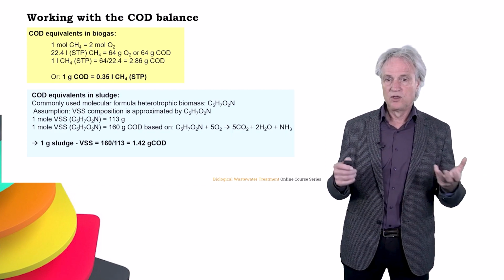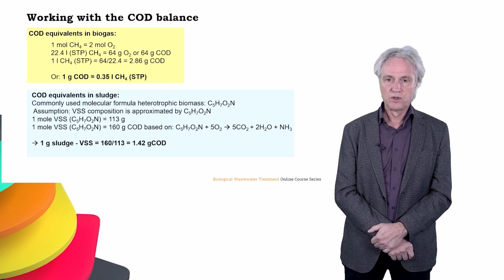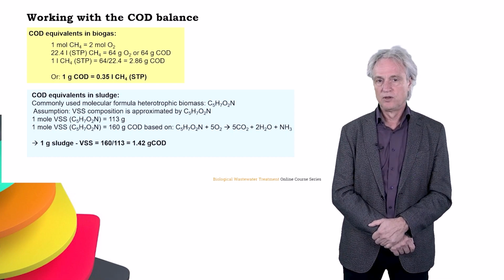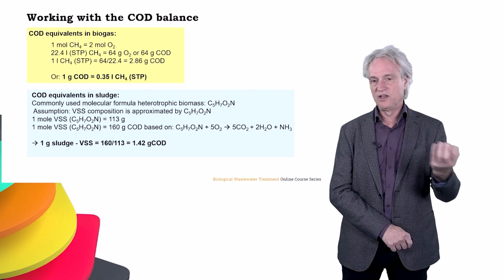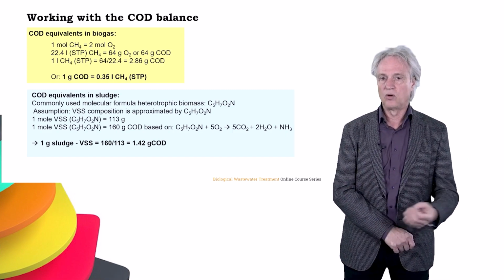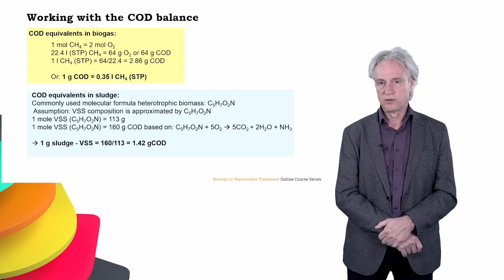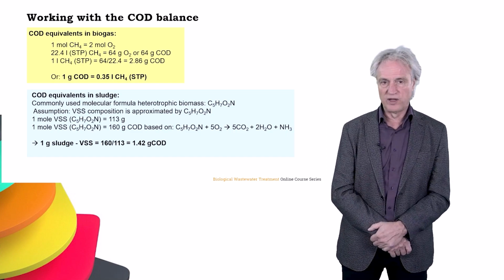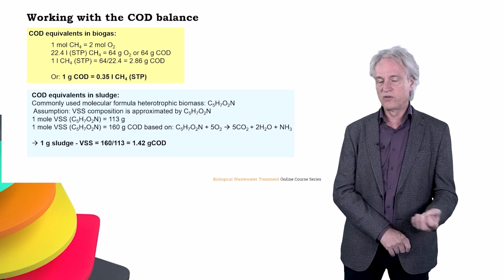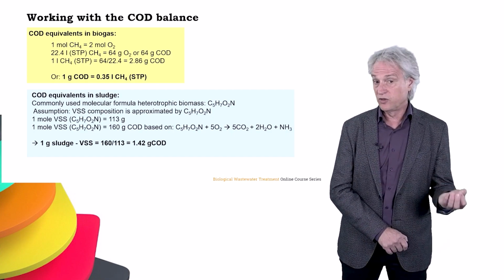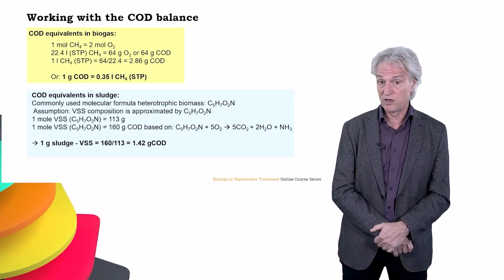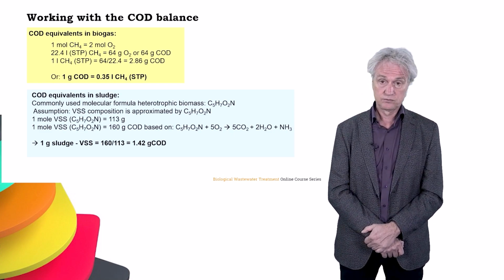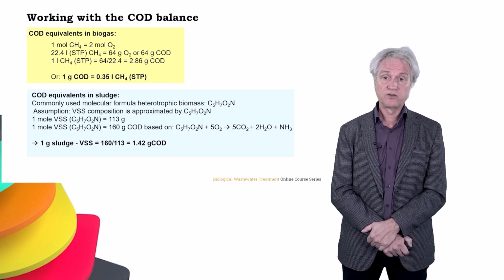And 1 mole of VSS, we can also express in COD. For oxidizing 1 mole of biomass, we need 5 moles of oxygen. So, 1 mole of VSS is equivalent to 5 moles of COD, or 5 times 32 is 160 grams of COD. And that gives us an equation. 1 gram of sludge VSS is equivalent to 160 grams of COD divided by 113 grams of mass, which is 1.42 grams COD per 1 gram of sludge, based on the heterotrophic biomass.